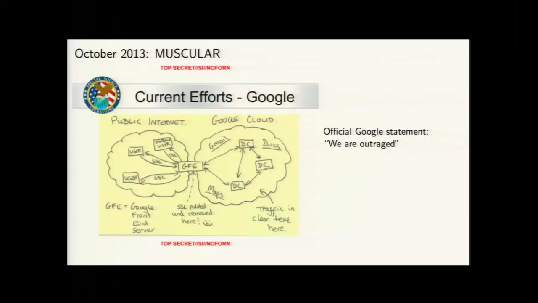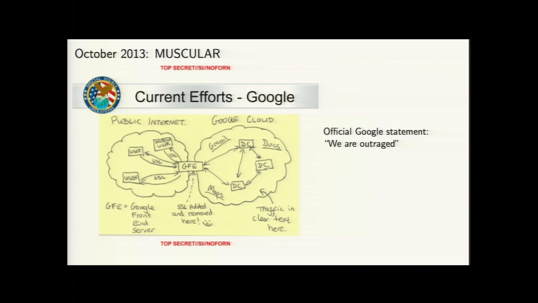Okay, so MUSCULAR. One of these entertaining code names for NSA GCHQ programs. Everybody's seen this wonderful picture where in the middle, at the bottom, you can see "SSL added and removed here." Maybe I can point to it here, just in case anybody hasn't seen it. This is some NSA person writing "SSL added and removed here" and putting a little spy kind of smiley face in the middle. And that's the Google front end.